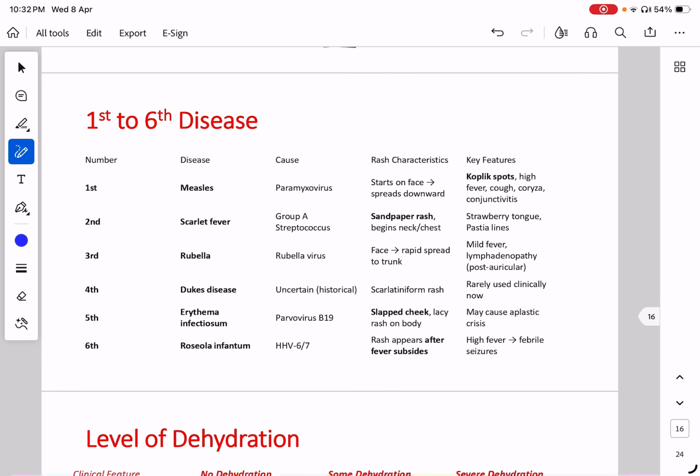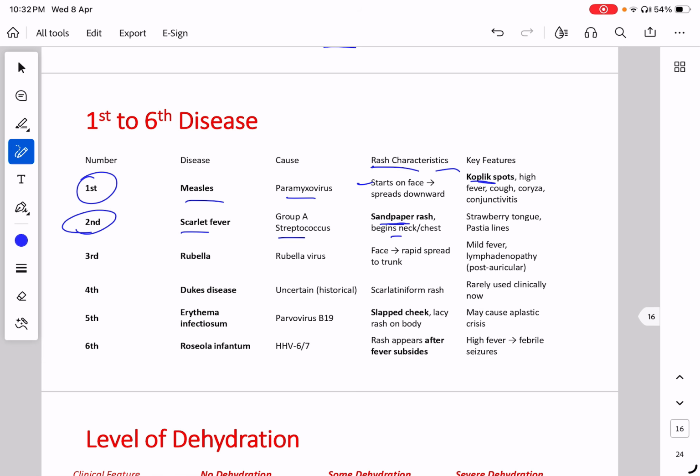So now first to sixth disease, name the disease. Number one is measles. First disease, measles, caused by paramyxovirus. Rash characteristically starts on the face and spreads downwards. Koplik spot is an important pathological finding, with high fever, cough, coryza, conjunctivitis. Now second disease is scarlet fever caused by group A streptococcus, sandpaper rash. So each and every word can be converted into an MCQ.